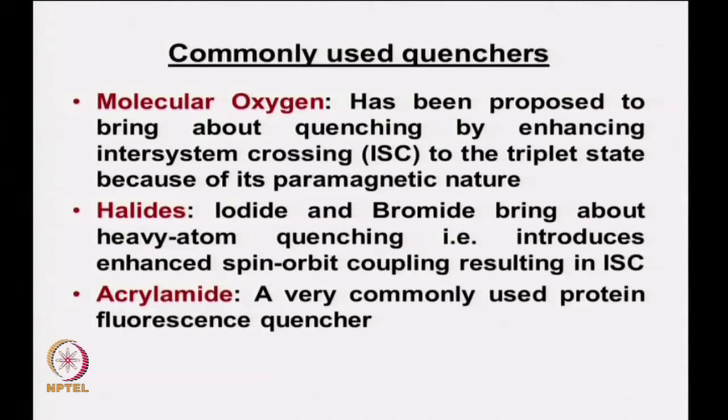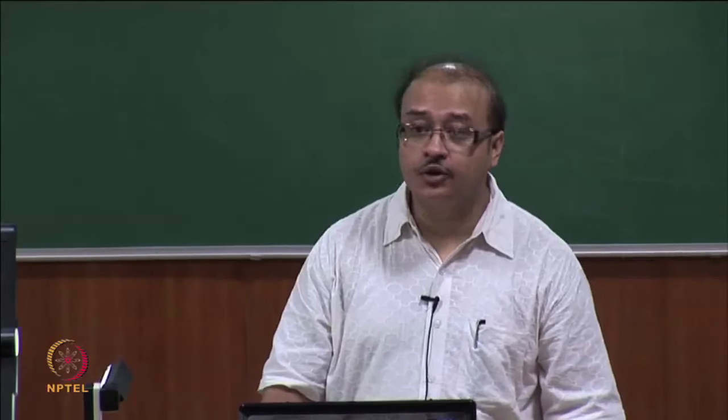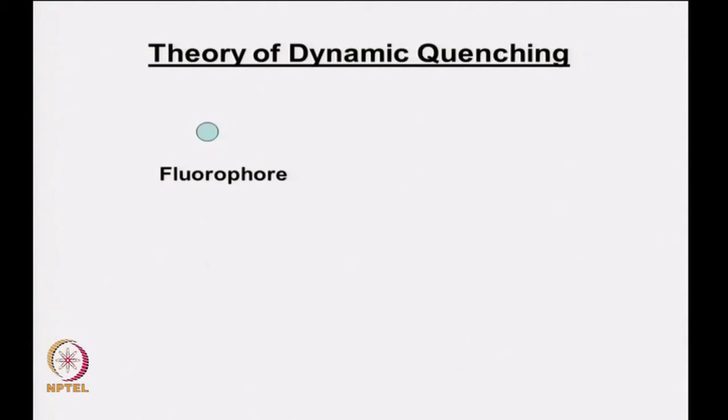Now, there is also another class of molecules, amides, succinamide, acrylamide. Acrylamide is the one I am going to refer to here. This is also a very commonly used protein fluorescence quencher. Now, what is it? Let's go into the theory. What is the theory of dynamic quenching or collisional quenching?